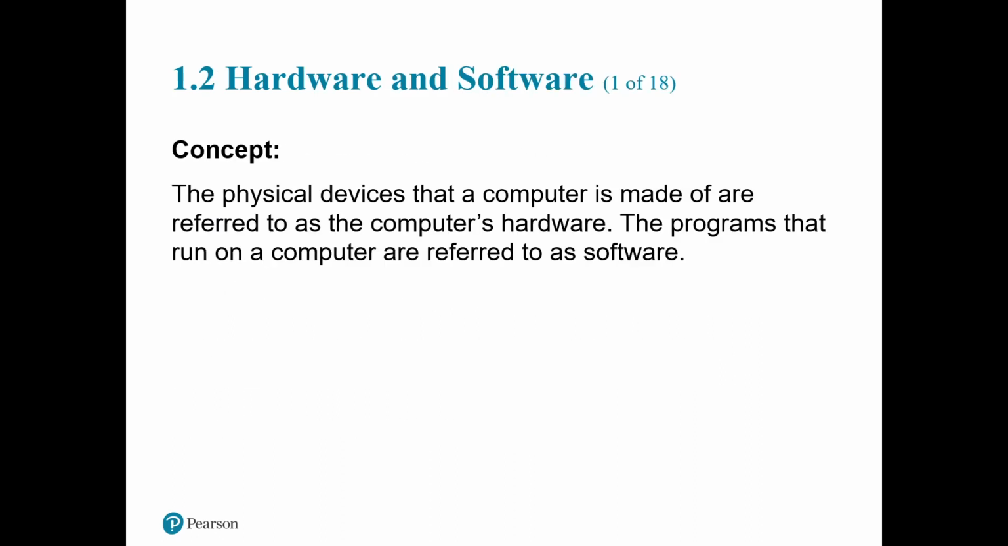Two important concepts that we need to cover are hardware and software. What is the difference between the two? So the physical devices that our computers are made of, everything that you can see or you can hold in your hands is referred to as hardware. But everything that is virtual, everything that's inside of the computer that we can't really see physically, is referred to as software. That's the easiest way to differentiate the two.